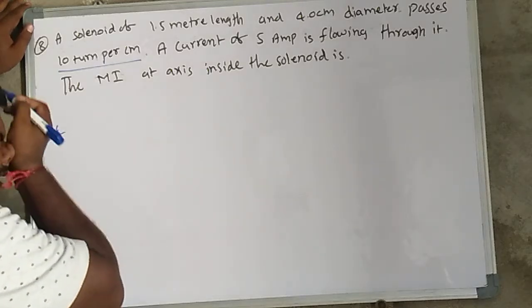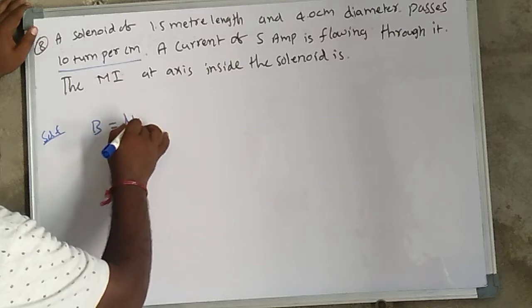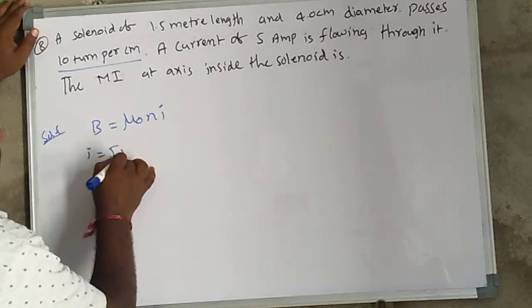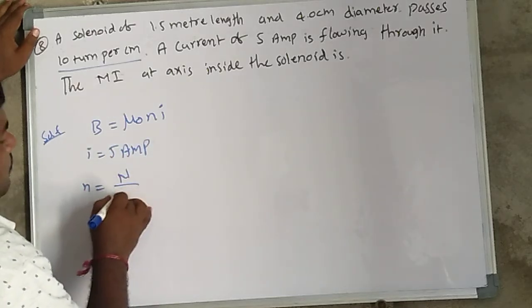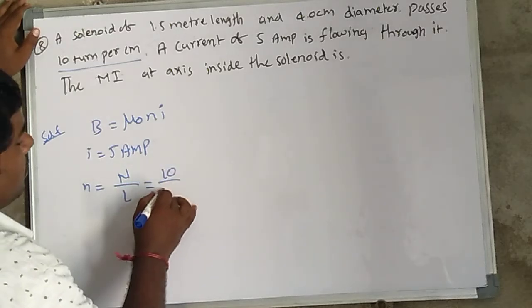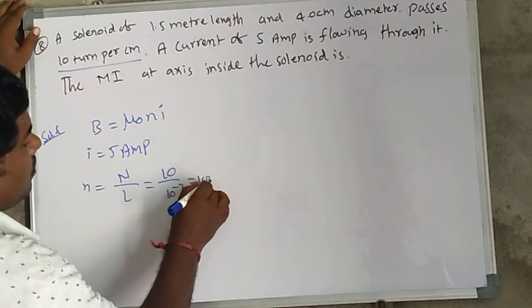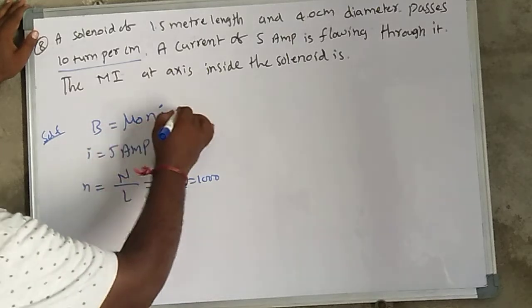Solution: inside the solenoid, magnetic induction is equal to mu naught n I. The I they have given is 5 ampere, and n is nothing but the number of turns per length. So the number of turns 10 per length, here per centimeter, that is 10 to the power minus 2, is equal to 1000 turns per meter. Substitute this value here.